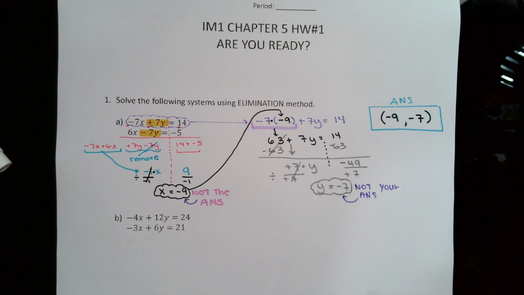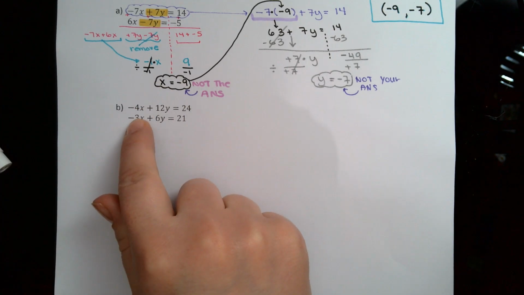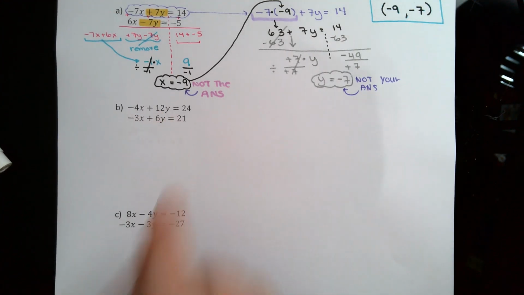Moving on to B. Same thing, it's still in that same category. We are going to be solving by elimination. So let's go ahead and choose a variable to eliminate. So I can choose either the x's to eliminate, I can choose the y's. But notice 4 and 3, they're not the same number. 12 and 6 are not the same number.